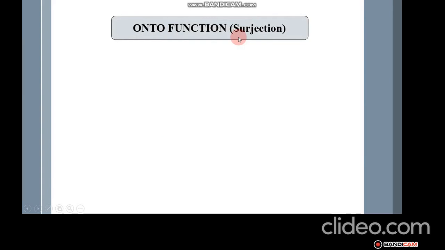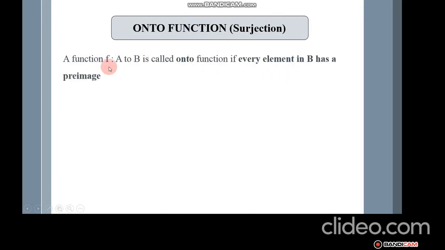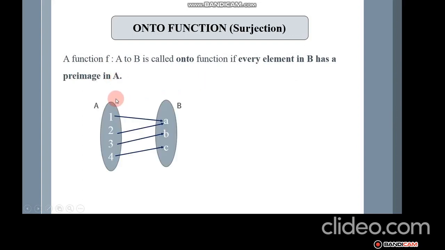Next one is onto function. The other name of onto function is surjection. A function f from A to B is called onto function if every element in B has a pre-image in A. Here in the example, every element in B has a pre-image in A, so it is an onto function. So onto function means every element in B has a pre-image in A.